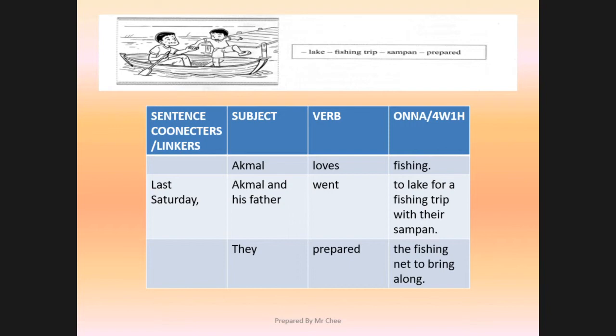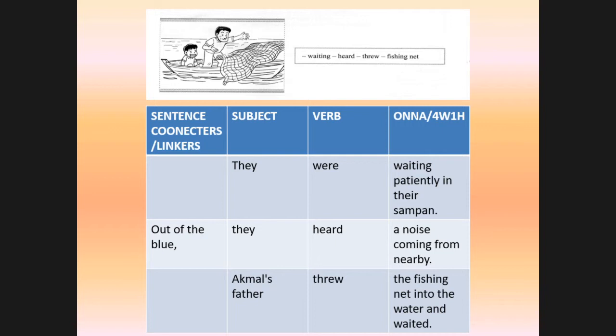Okay, good sentence. Next, let's see this one: waiting, heard, fishing net. How do we use these words to make a simple sentence? Waiting. They were waiting patiently in their sampan. They waited. Where did they wait? In their sampan.